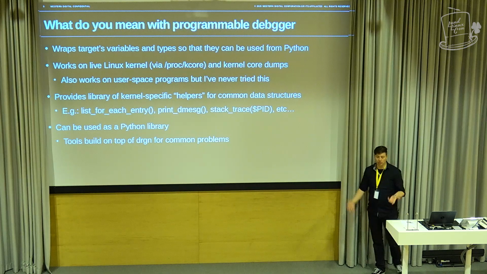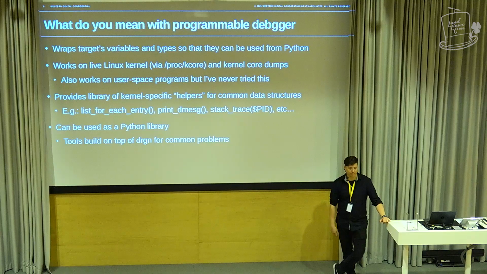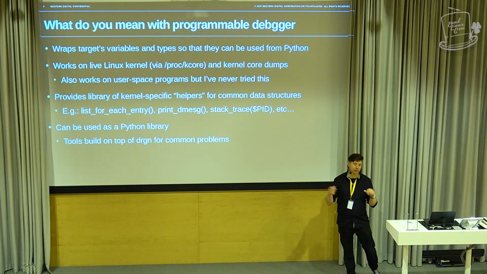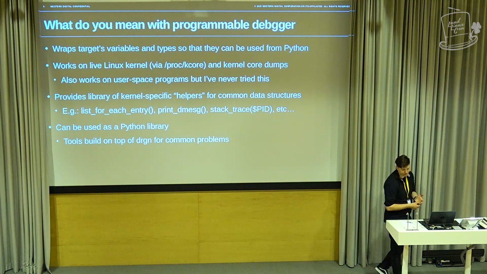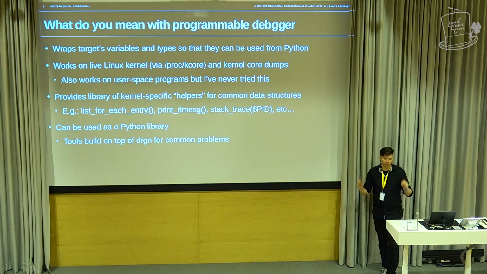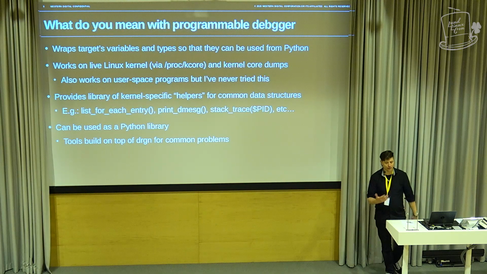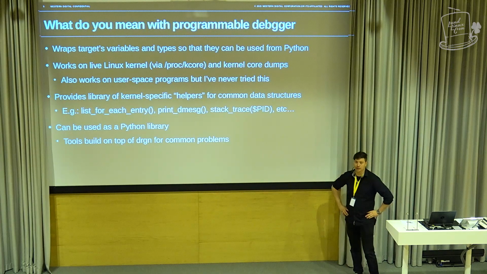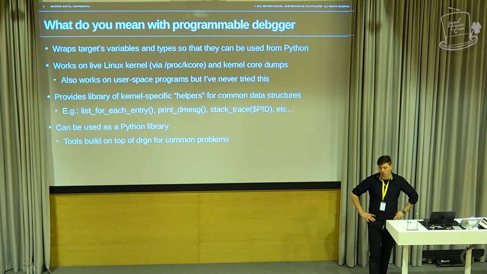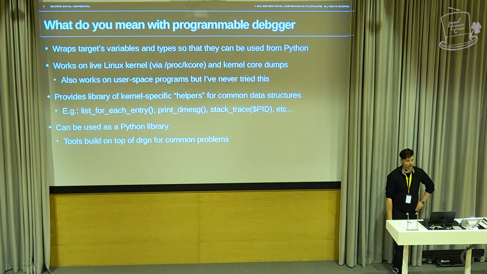So what's a programmable debugger anyway? Dragon is, as I said, a Python library, and it wraps the target, which can usually be the Linux kernel, but it also has support for debugging user space. It wraps all the types in the program that is to be debugged into Python variables and has some Python helper functions to introspect them. As I said, it works on the live Linux kernel by accessing it via /proc/kcore, or on core dumps, like you get with your usual enterprise distribution.